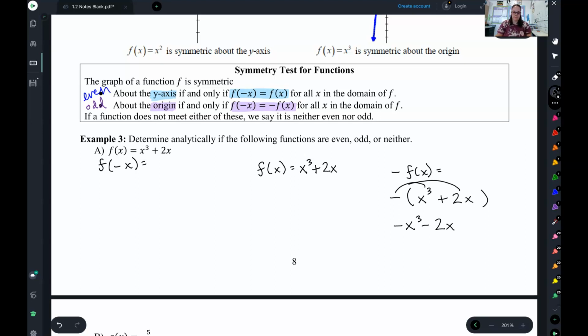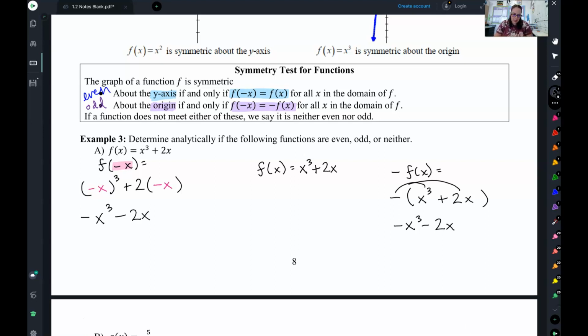of the equation. Now let's come back to this first one, f of negative x. Remember, if it's inside the parentheses, that means we do our big open parentheses and plug whatever is inside here into those big parentheses. And now we simplify. So here I have negative x cubed. A negative cubed is still negative, so negative x cubed. And then I have 2 times negative x, which is negative 2x.